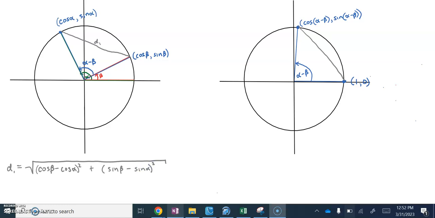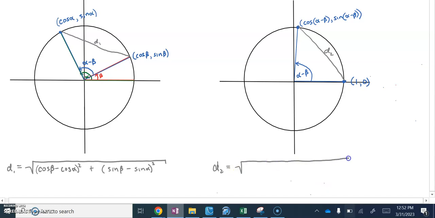Similarly, let's write an expression for this distance over here. We'll call this d2. We know that distance is again given by the square root of x2 minus x1, that quantity squared, added to the difference y2 minus y1, that quantity squared.